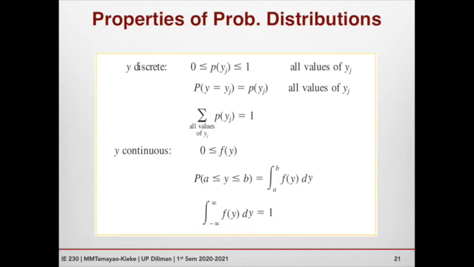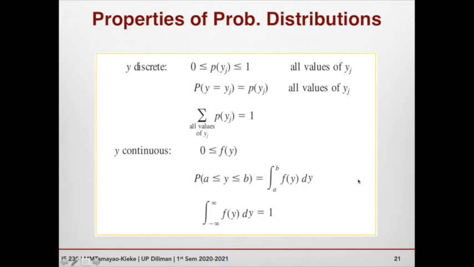For discrete random variables, the probability p of y sub j can take a value between 0 and 1. The function p of y equals y sub j is equal to p of y sub j. And third, the summation of p of y sub j over all values of y sub j is equal to 1. Okay?